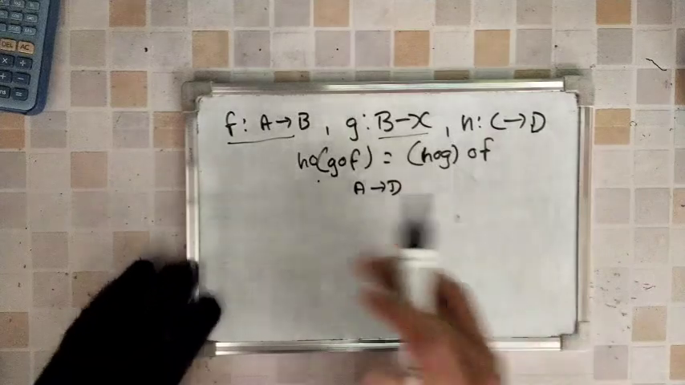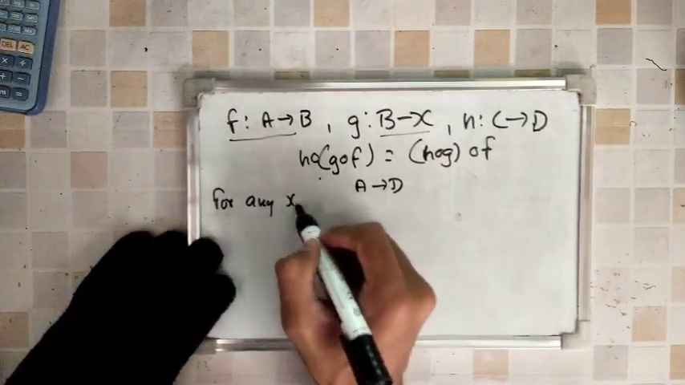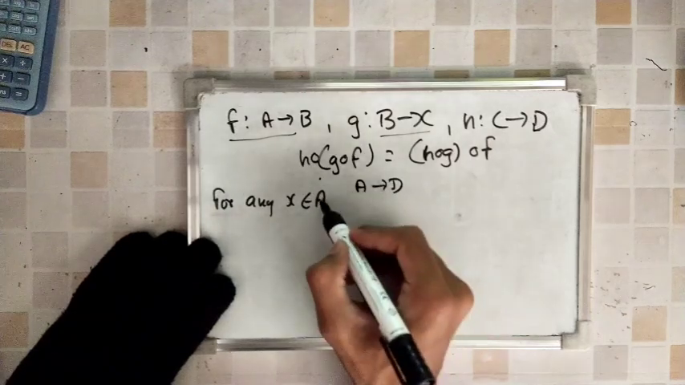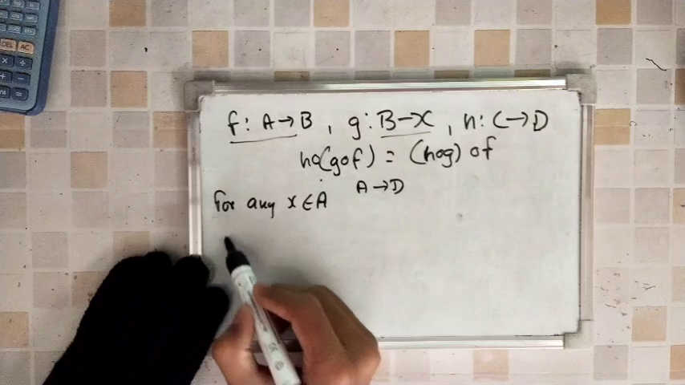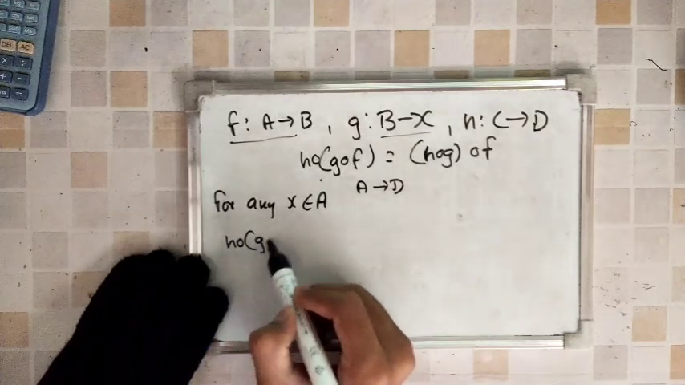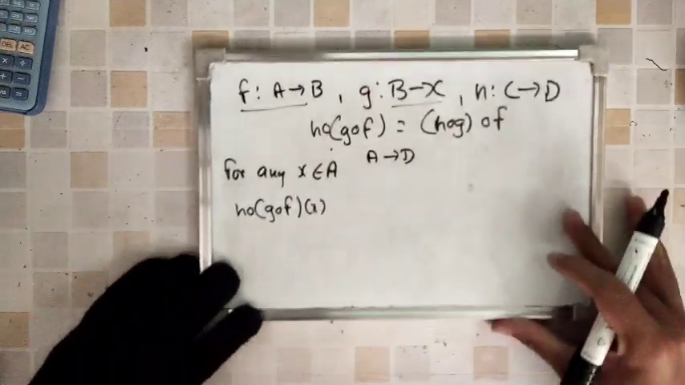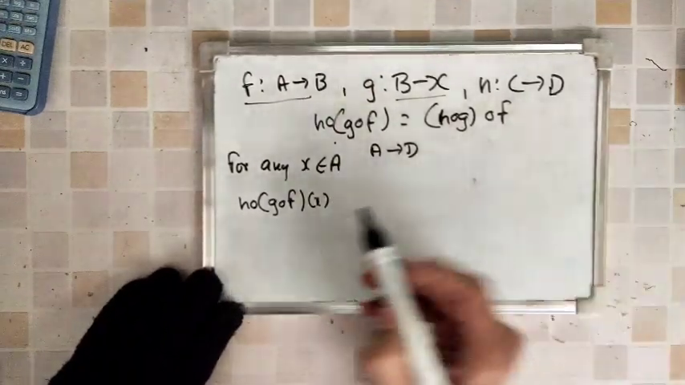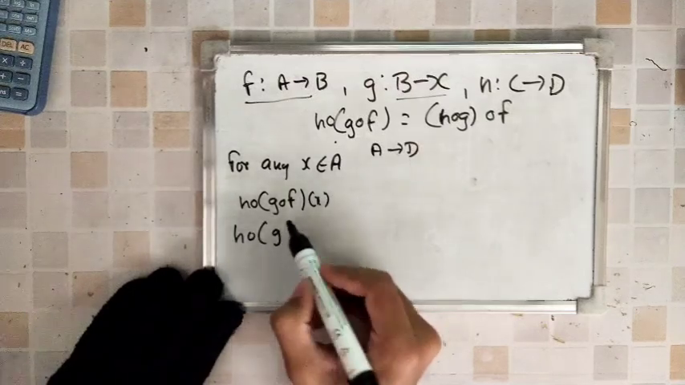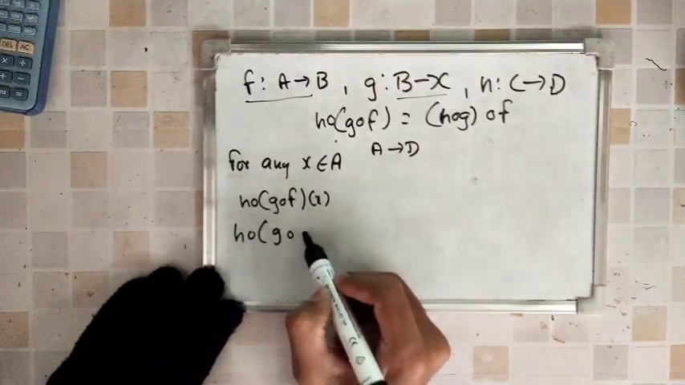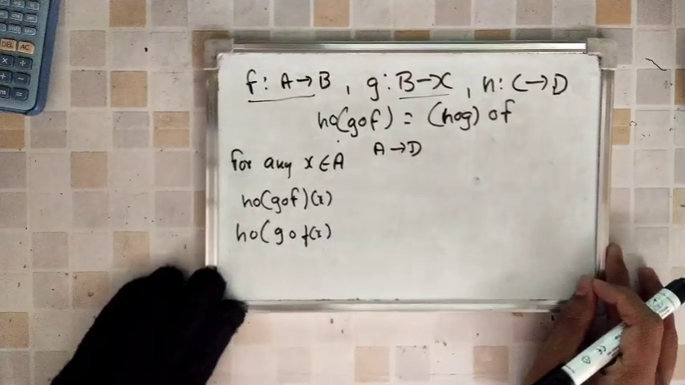So now what will I do? First I will start for any random integer x belongs to A. Okay, since it is from A to D, it should belong to A. So what will I do? (h composition g composition f), I will apply this to x. Okay, from that property we can say that this is equivalent to h composition (g composition f) of x.